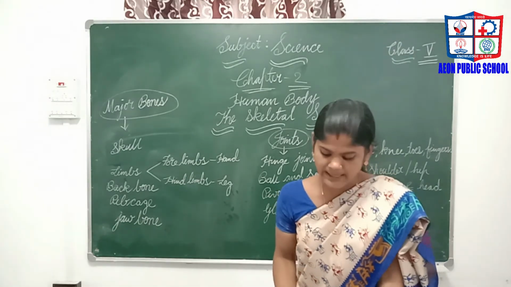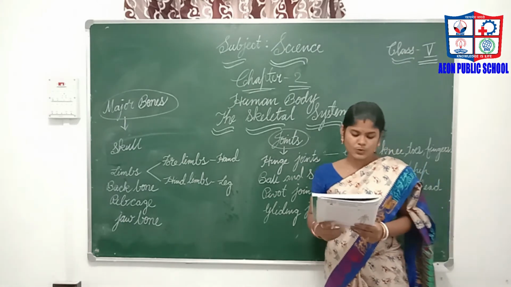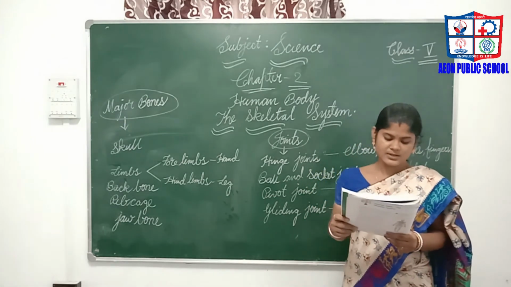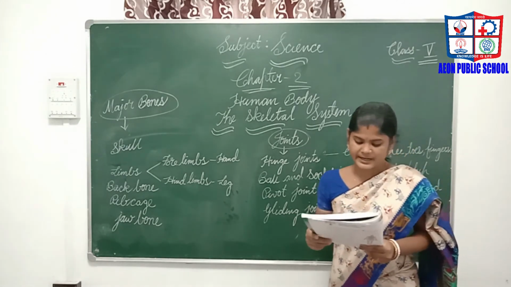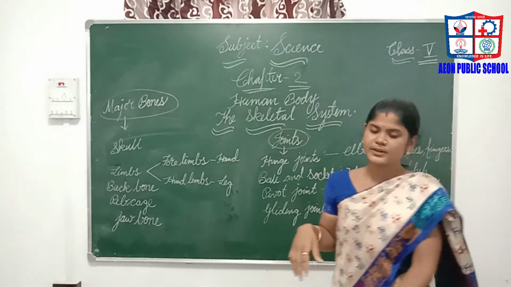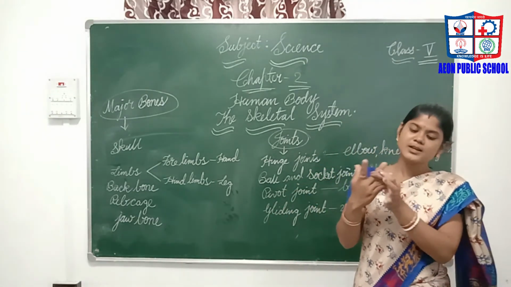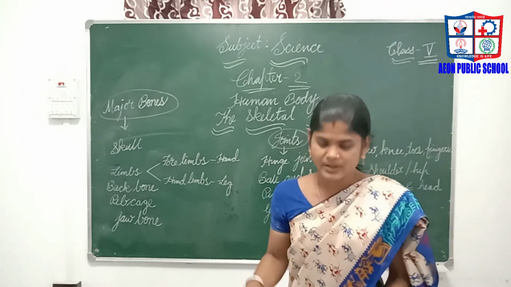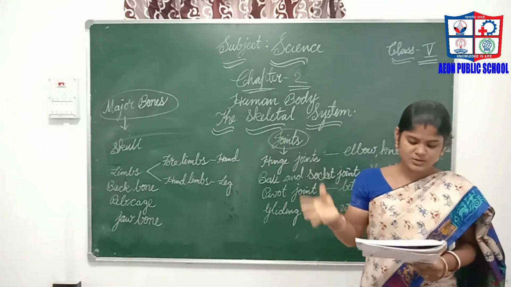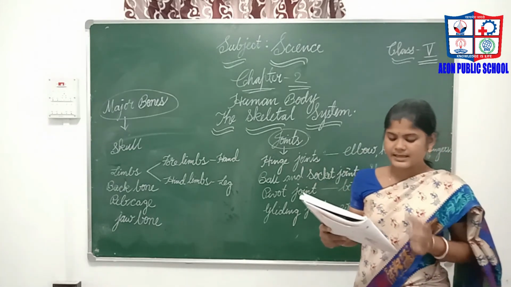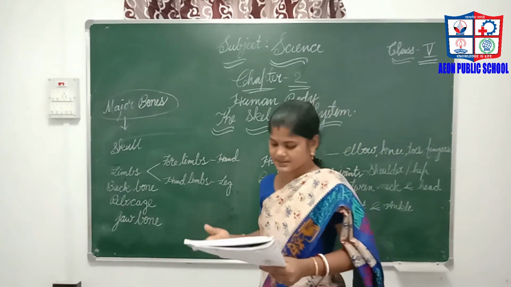So forelimbs along with the muscles and the joints provide movement to the arm and help us to perform different activities like writing, eating and holding things. So by these small bones, in the fingers also we have small bones. By these bones only we can move our hand or perform different activities like writing, eating, holding things. Next part is hind limbs, that is the legs.